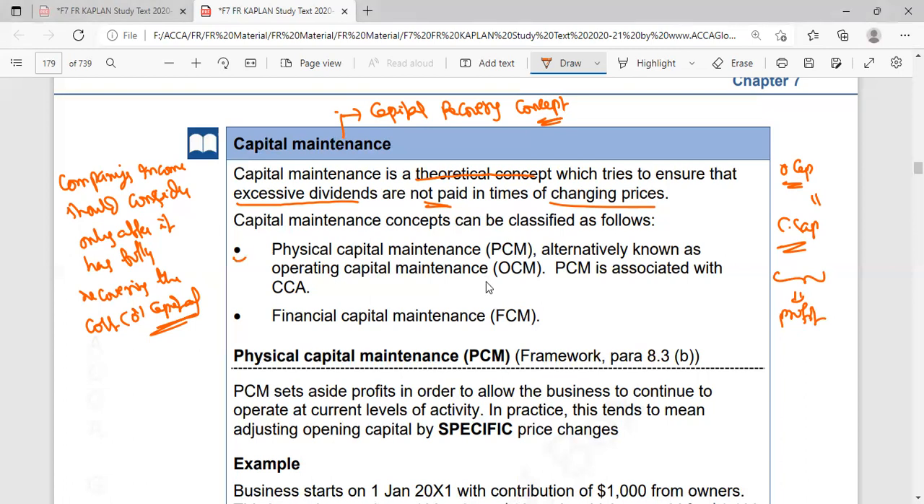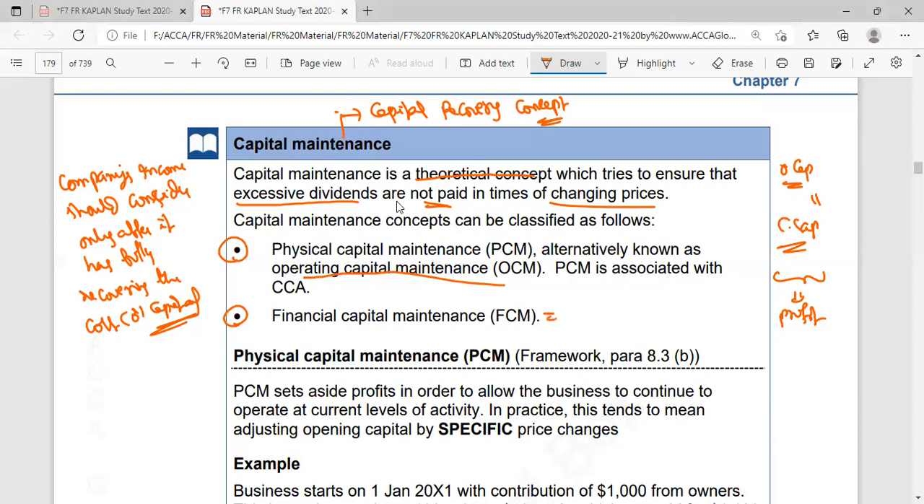One is physical capital maintenance, alternatively known as operating capital maintenance. And the second one is financial capital maintenance. According to financial capital maintenance, a company earns profits only if the amount of its net assets at the end of the period exceeds the amount at the beginning of the period.